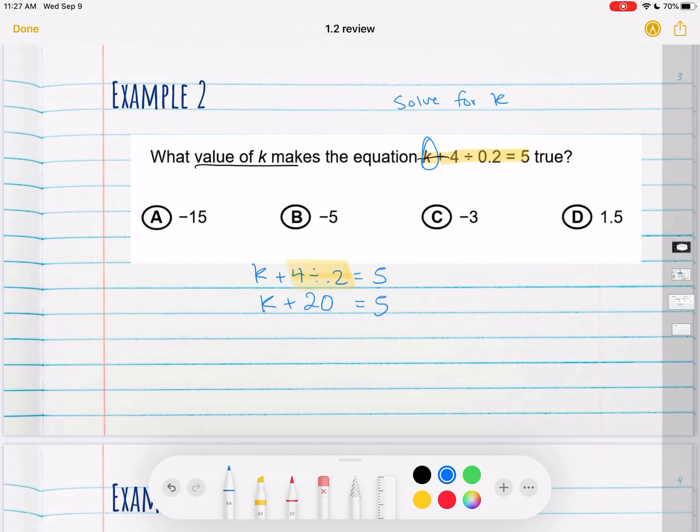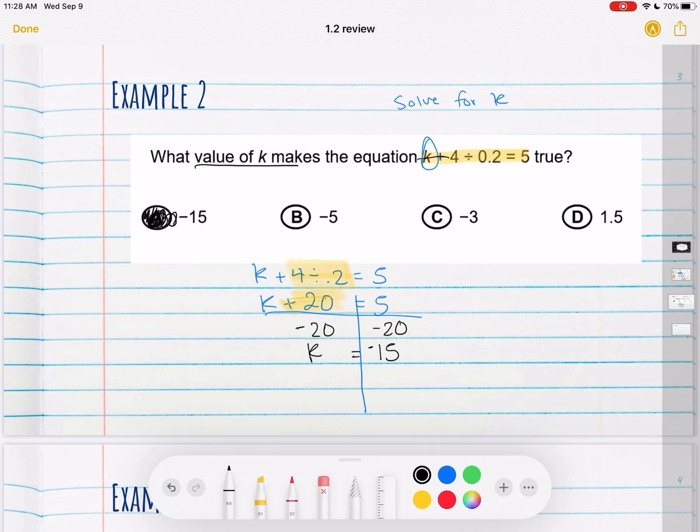Well, what's in the way of k being by itself? Make your T-chart. It's that plus 20 right here. Oh, highlight. There we go. Plus 20 right there. So to get rid of that plus 20, I'm going to subtract 20 on each side. Left with k on my left and 15 on my right. Or, whoops, negative 15 on my right. So that would be this answer right here.